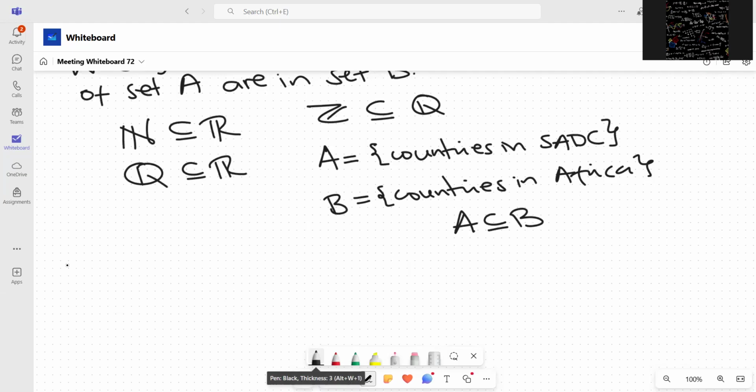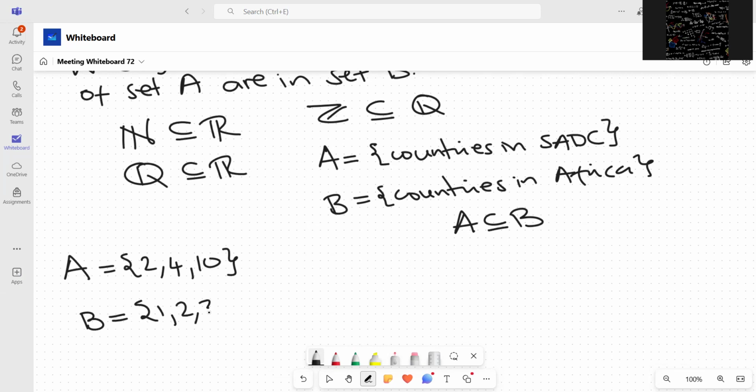Okay, so another one, we have a set A, which has 2, 4, and 10. And we have a set B, which has 1, 2, 3, 4, 5, 6, 7, 8, 9, 10. So it is clear here that A is a subset of B.